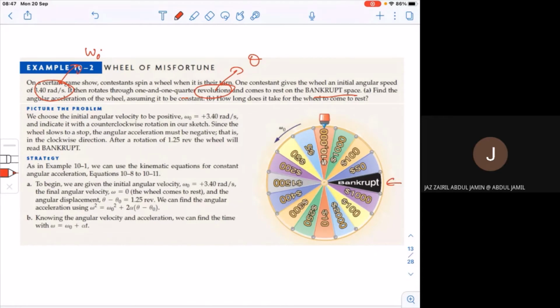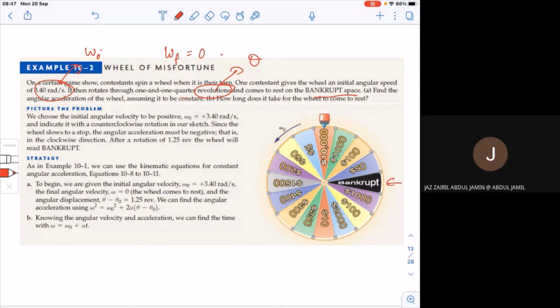So this is not the correct way to write theta. You need to convert 1 1/4 revolutions to radian first in order to solve the problem. The omega final is considered to be 0.